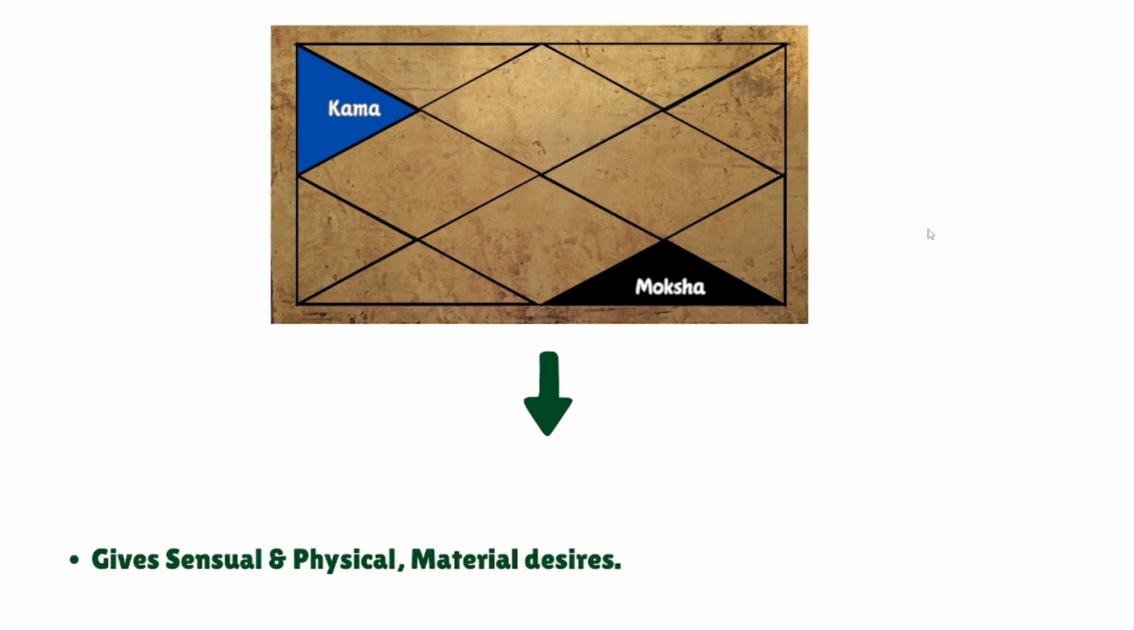Now, eighth house is part of the moksha trikon, which is meant for liberation, spirituality, and third house is a part of the kama trikon, which shows one's physical, sensual, materialistic desires in life. So, this is giving you all those kind of desires.